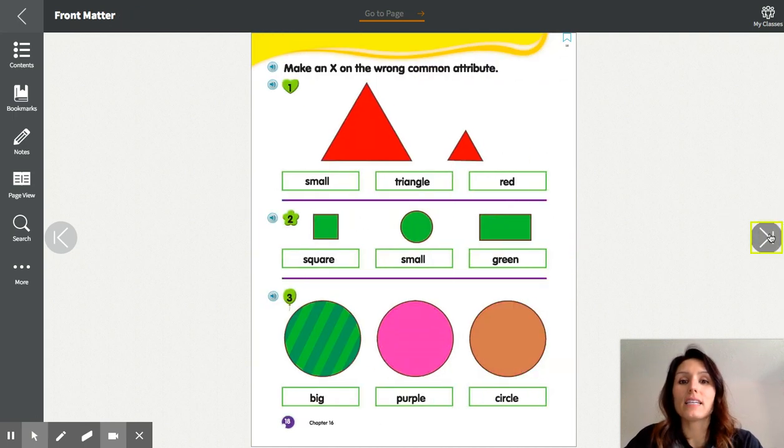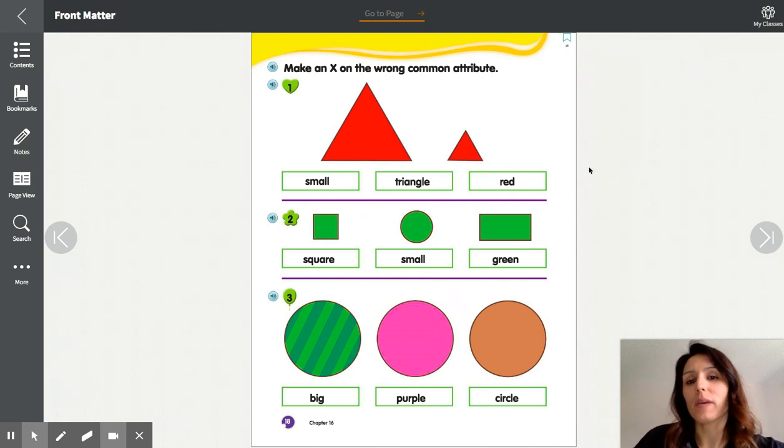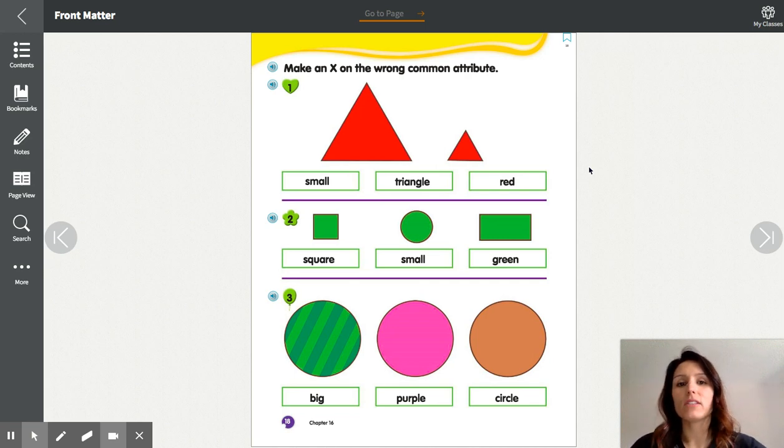So going to the next page, this is our last page in this set for this lesson. So this will be the last workbook page. All you're going to need is to take out your pencil again, and we're going to do page 18. What we have to do on this one is make an X on the wrong common attribute. So we're going to look at both of these shapes together and decide what is the one thing that is not the same about both of them, boys and girls.